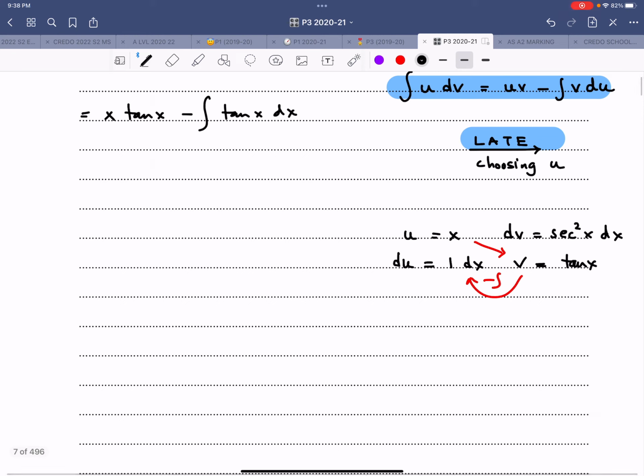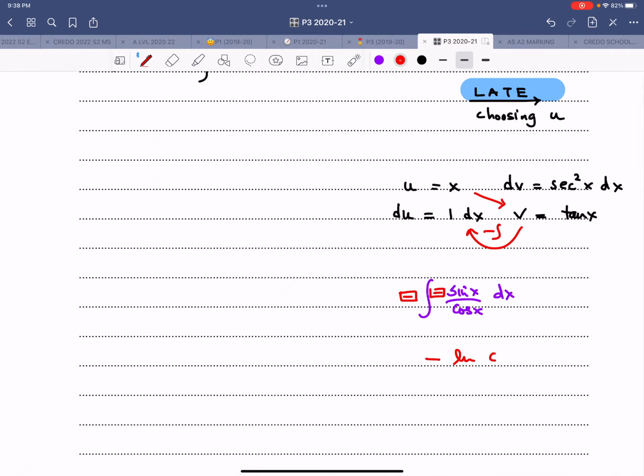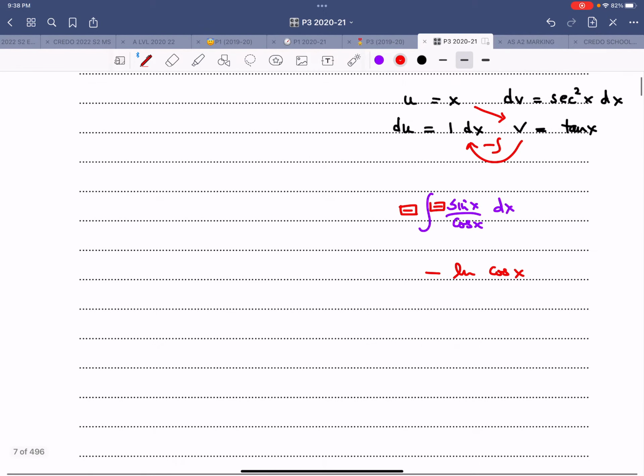Now how would you integrate tangent x? Tangent can be written as sine x over cosine x. And is the numerator the derivative of the denominator? Almost. There is a minus sign missing. So this is negative ln cosine x. In case you are wondering which rule was applicable, it was the integral of f prime x over f x dx.